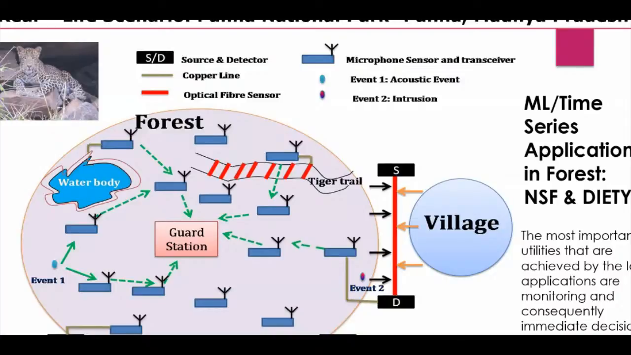At the same time, we also developed one indigenous technology. You can see there is a village, there is a forest, and in between there is a red line. Okay, that is based on fiber optic cable. Again, a time series example. This acts like a virtual fence. So if some animal is moving from the forest to the villages, we can detect it. And if some villagers are moving from the village into the forest, we can also detect that. At the same time, if some animals are crossing, we can predict whether it is an elephant, a tiger, a leopard, or some small animal.